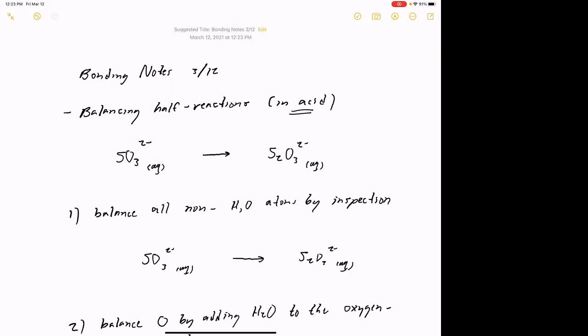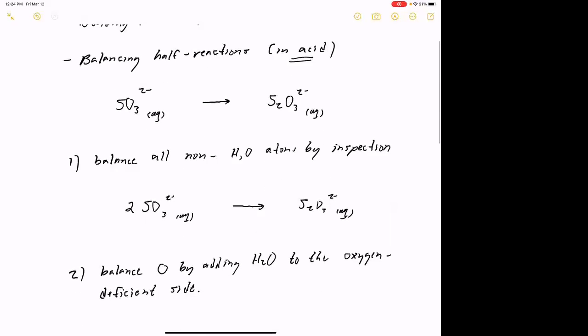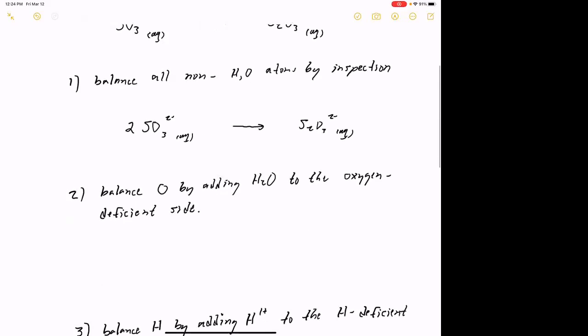So we're going to adjust by putting a coefficient 2 in front of the sulfite ion there. Okay, so that balances the sulfurs. But now you're going to notice the oxygens are out of whack. All right, so that brings us to step number 2. We want to balance oxygens by adding water to the oxygen deficient side. Okay, so it seems like a weird thing to do, but it makes sense when you get into it.